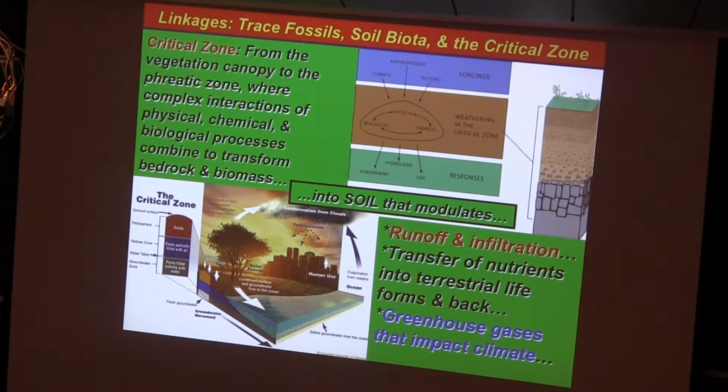And soils are important because, well, we're in farm country here. This is our food. It also regulates runoff and infiltration of sediments, transfer of nutrients in terrestrial life forms and back again, and storage and sequestration of carbon dioxide, greenhouse gases. So if we don't take care of our critical zone in our soils, well, we're in trouble.